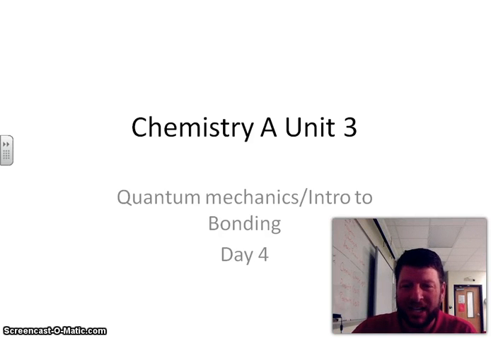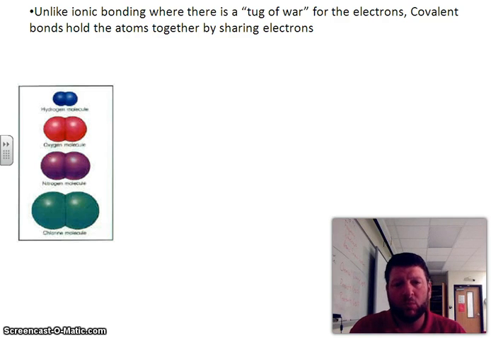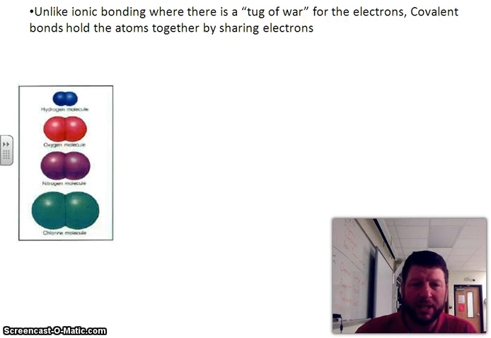Welcome back to Chemistry A, Unit 3, Quantum Mechanics, Intro to Bonding. This is day 4, so let's begin. Okay, now, we're going to talk today about a different type of bonding. It's called covalent bonding. And unlike ionic bonding, where there is a tug of war for the electrons between the atoms that are bonding, covalent bonds will hold those atoms together by sharing electrons. This is what I call the kindergarten bond. They share the electrons, okay?